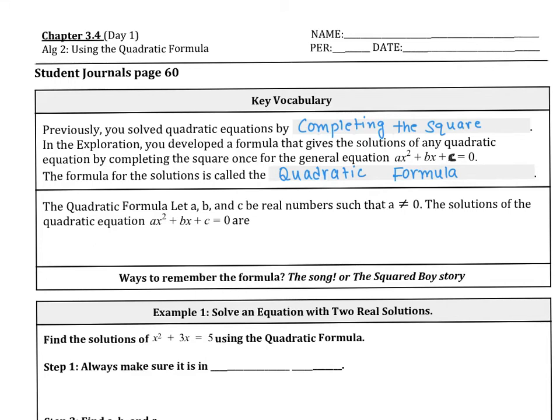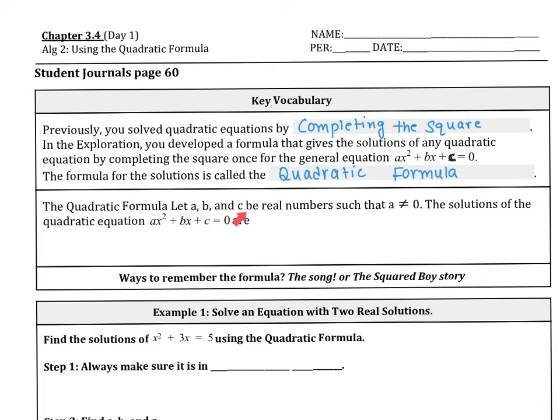Chapter 3.4 Day 1: Using the Quadratic Formula. The standard form of a quadratic equation, or general equation, is ax squared plus bx plus c equals 0. The formula for the solutions is called the quadratic formula. To solve this type of quadratic equation, we have a few methods. One is completing the square. The other was factoring, which is the cross and box method. Now we are going to use the quadratic formula to solve this quadratic equation.